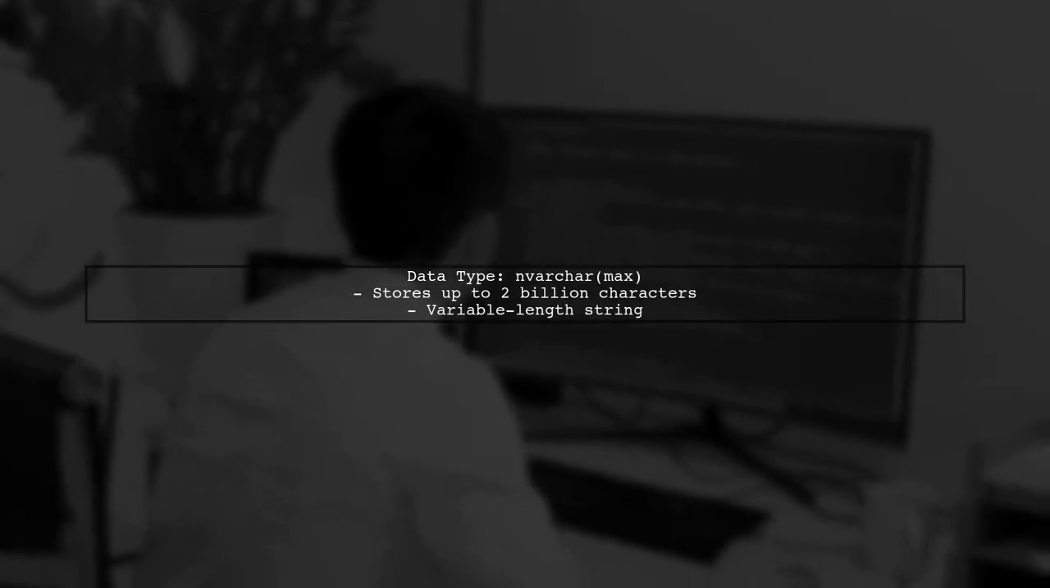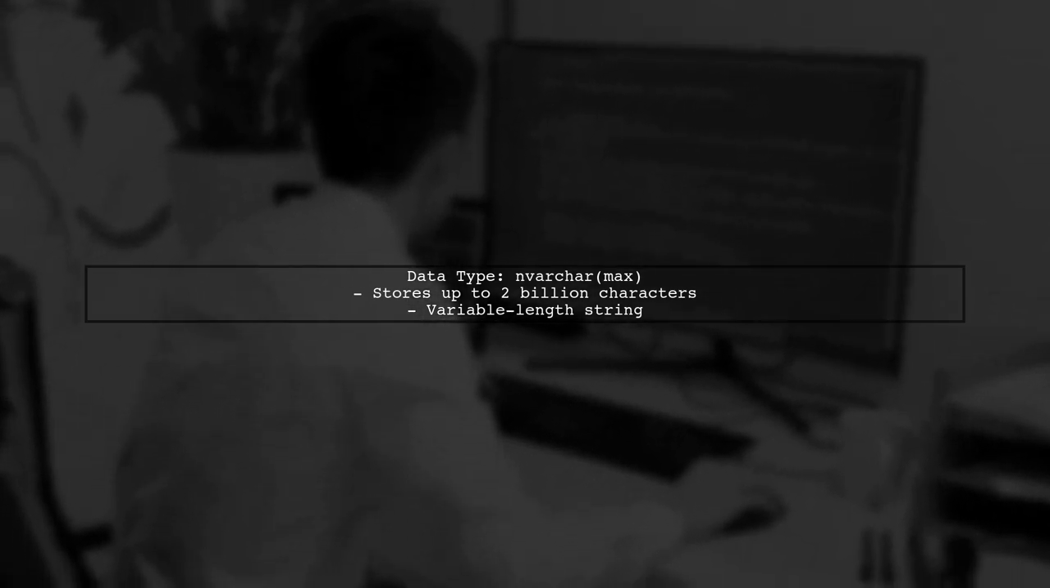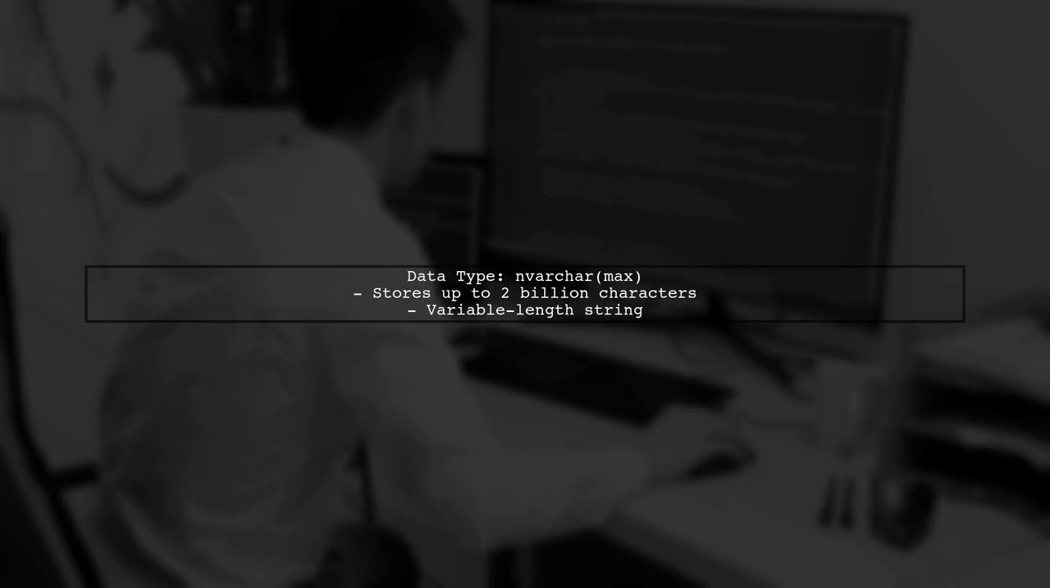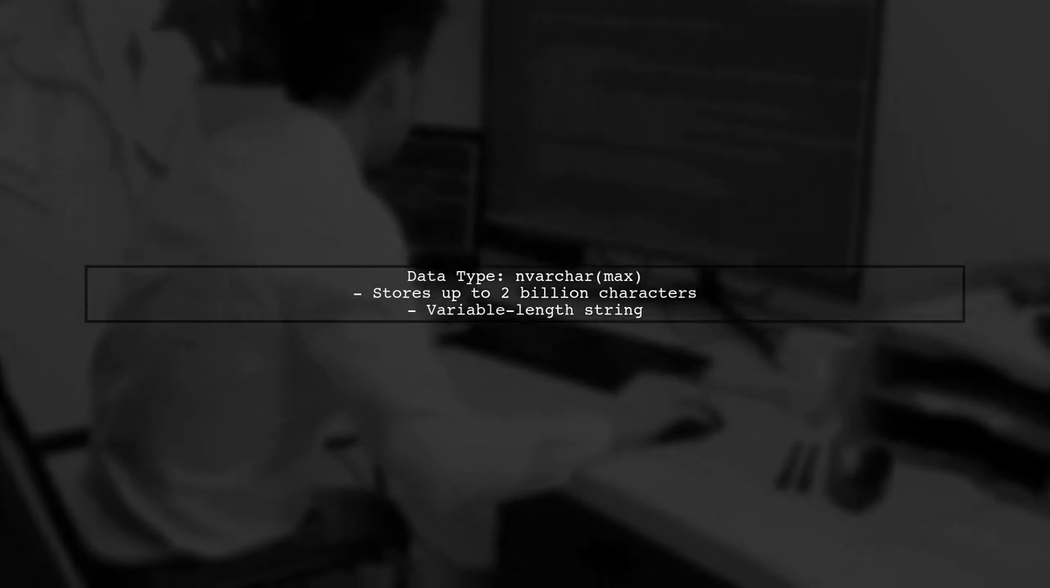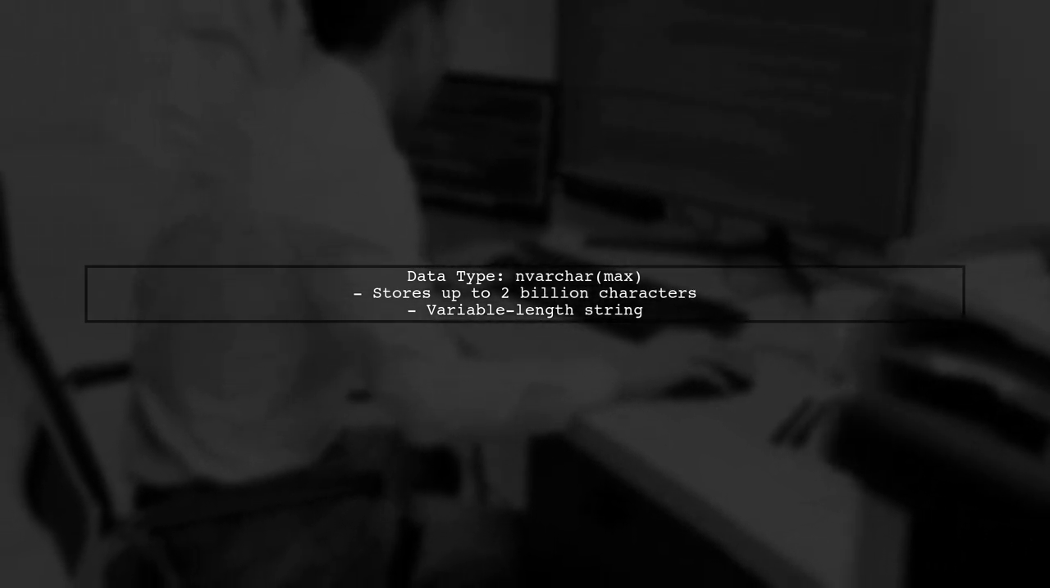When choosing a data type for a user description column in SQL Server, it's important to consider both functionality and performance. The nvarchar max type allows for a variable length string that can store up to 2 billion characters.